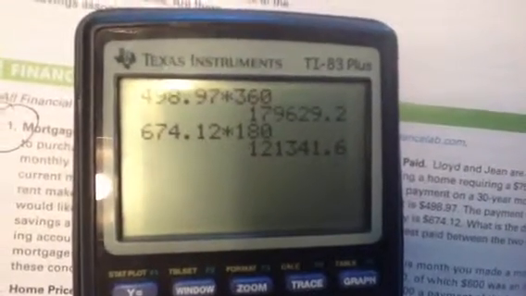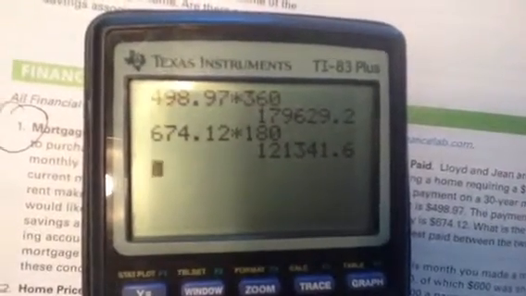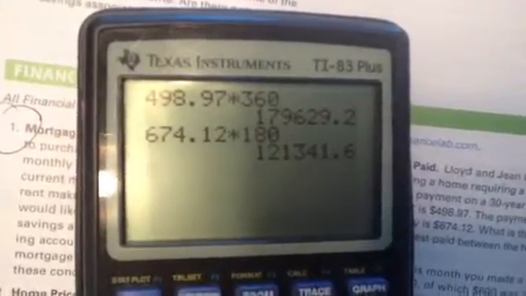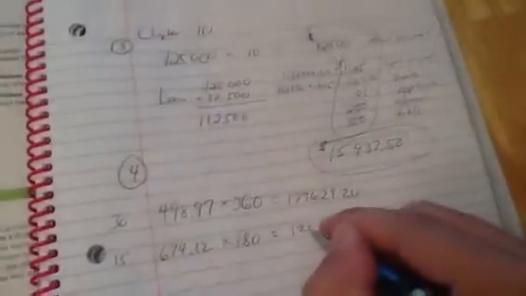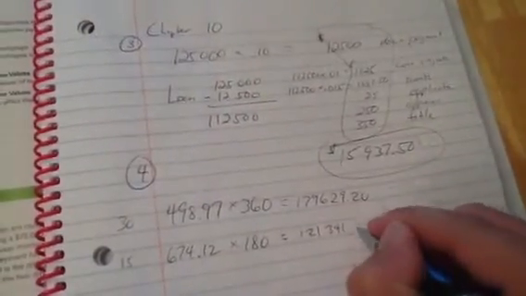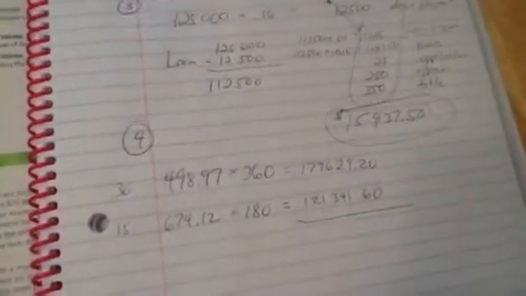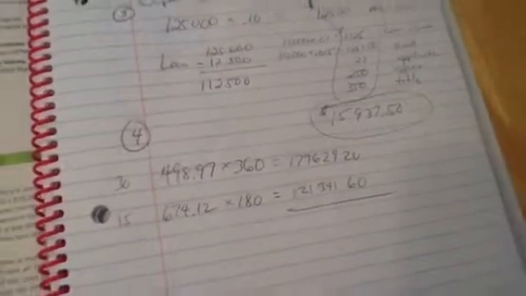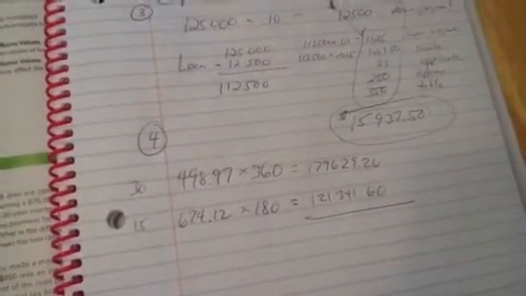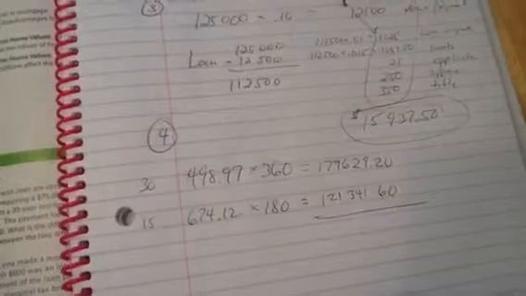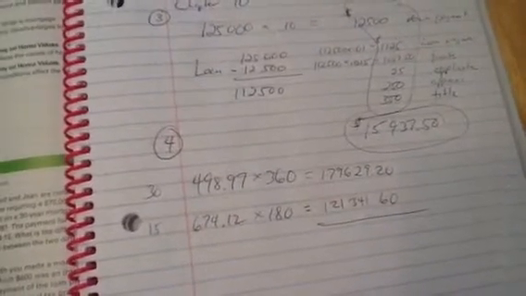There's $121,341.60. That's the total amount paid on this house if you do the loan. So copying that down, I got $121,341.60. Obviously, you pay a lot more interest in the top one, but again, it's disingenuous to act like all of those dollars are the same. So this is kind of overstating it for the sake of fear.